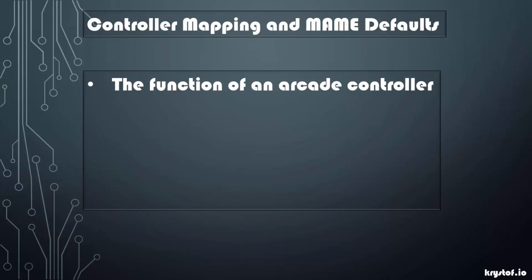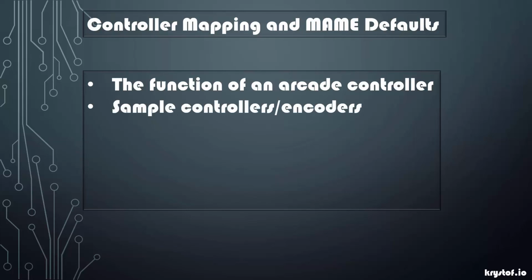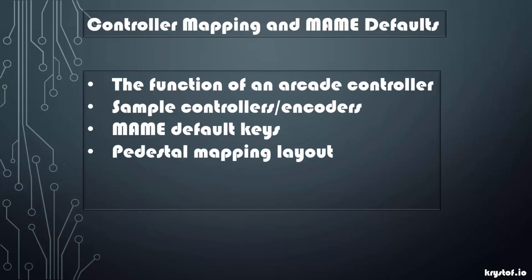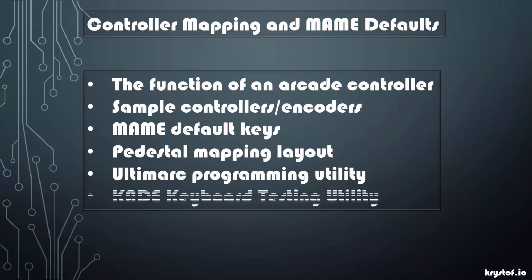So let's recap this video and finish it before I figure out something else to add. We first looked at the function of an arcade controller and what it does as it's integrated between your arcade controls and your retro gaming PC. We looked at a few sample encoders and discussed the option of hacking your own. We then discussed what MAME default keys are and why they're a good starting point. We then got into my head and looked at how I wired up my pedestal build and mapped each joystick and button to a unique pin on my encoders. We then took that mapping and programmed each pin to a MAME default key press using the Ultimarc mapping utility, and then tested all along the way with the keyboard tester from KADE.